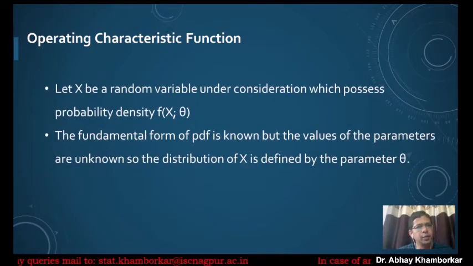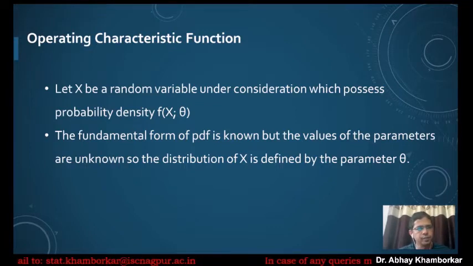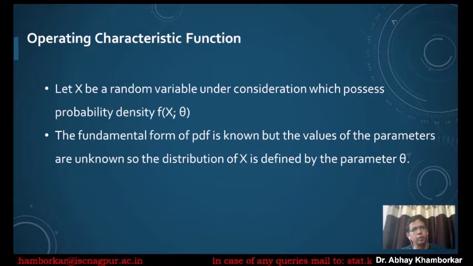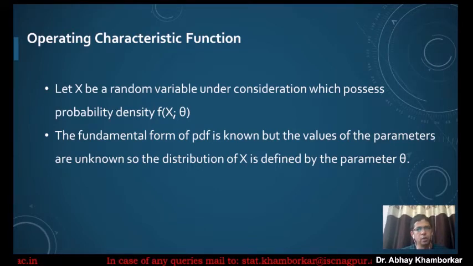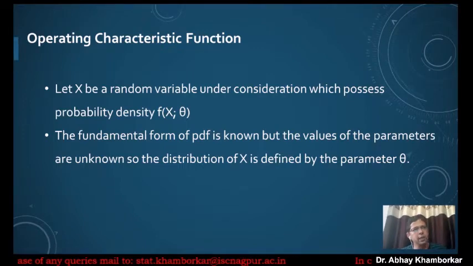Now let x be a random variable under consideration which possesses probability density f(x, theta). The fundamental form of the PDF is known to us. For example, if I am talking about the binomial distribution, then we know the fundamental form of the PDF of the binomial distribution. So the fundamental form of the PDF is known, but the values of the parameters are unknown. So the distribution of x is defined by the parameter theta, because theta is nothing but the indexing parameter, and therefore the distribution of x is defined by the parameter theta.